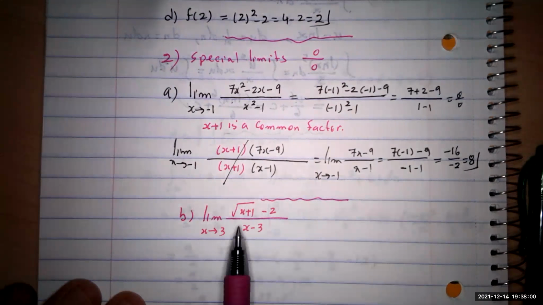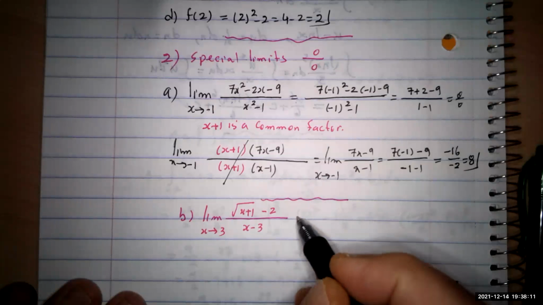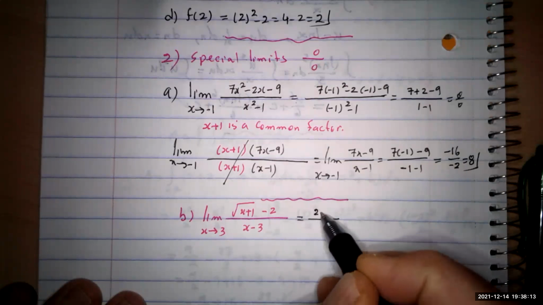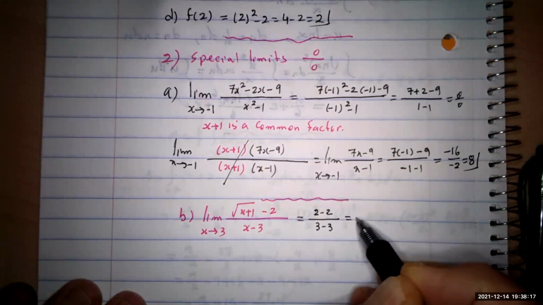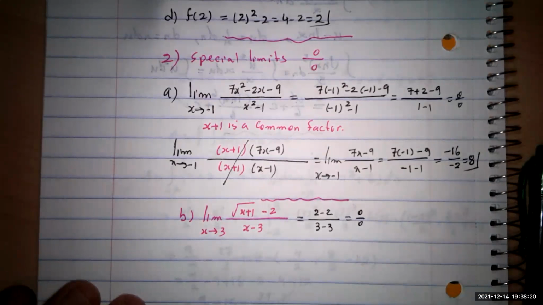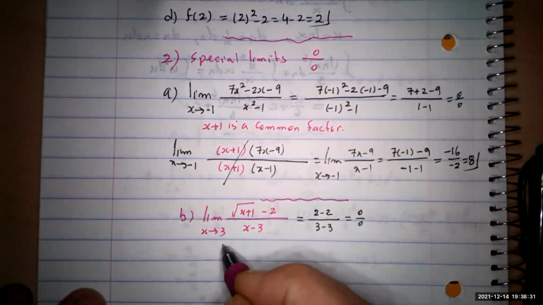The difference is this radical expression that we see on the top. If you substitute, on the top, 3 plus 1 would be 4, radical 4 would be 2. So the top would be 2 minus 2, and the bottom would be 3 minus 3, which is 0 over 0. See? So you have a common factor. What's that common factor? x minus 3. Again, just remind yourself that the x minus 3 is a common factor.